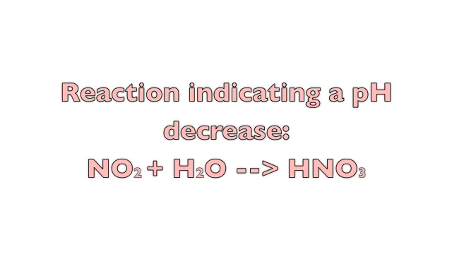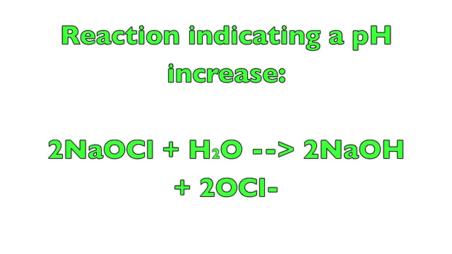Now on the flip side, a reaction indicating a pH increase, from a lower to a higher number, is the reaction 2NaOCl plus water, which yields 2NaOH plus 2OCl negative. The formation of the sodium hydroxide indicates an increase in the pH because the hydroxide ion concentration is increasing, therefore the pH is increasing, so the number is getting larger.